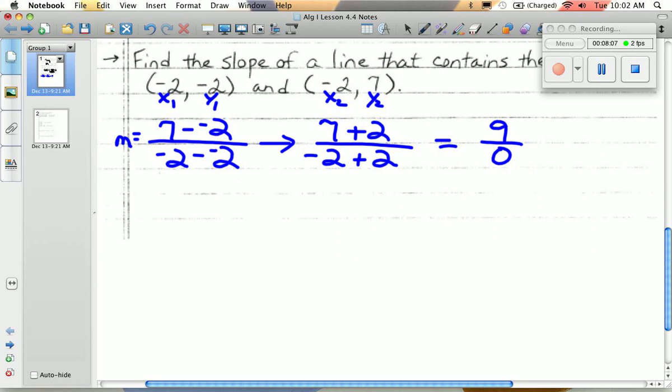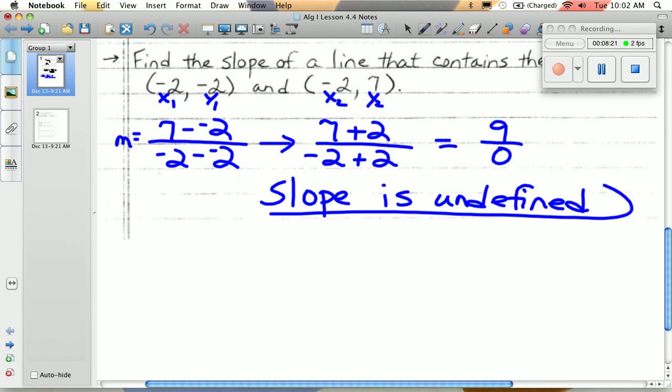It's undefined. Can we divide by 0? Absolutely not. So we're going to say slope is undefined. This is a problem, having a 0 in the denominator. And we don't say slope is 0. Because is there a difference between having undefined slope and 0 slope? What kind of a line would this be on the graph? Vertical. A vertical line. If you said that the slope is 0, what kind of a line would it be?